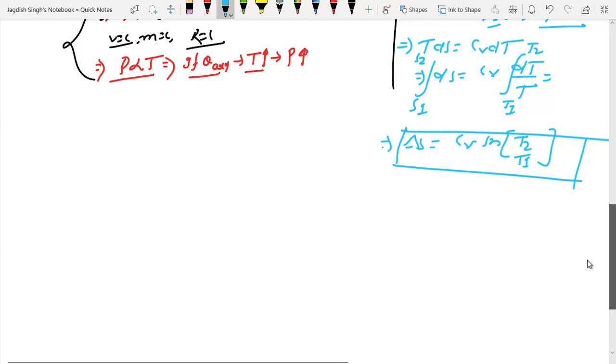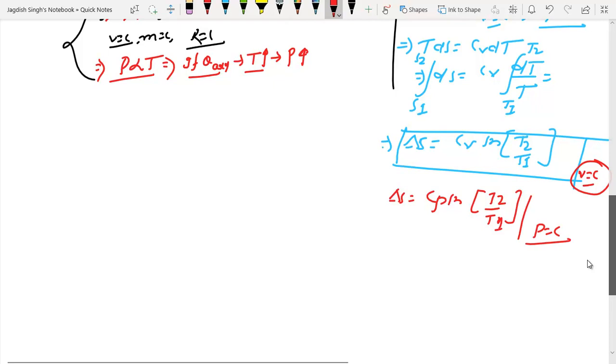So this expression is only valid for which process? This is valid for the isochoric process. So what is the basic difference? The change in entropy for a constant pressure process is del S is equal to Cp ln T2 by T1, and for a constant volume process this will be Cv ln T2 by T1, right?